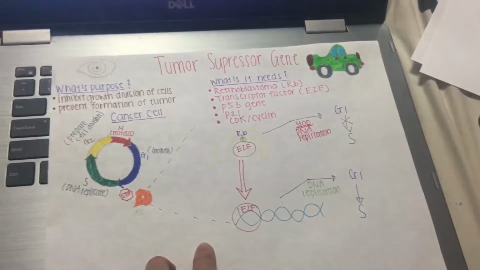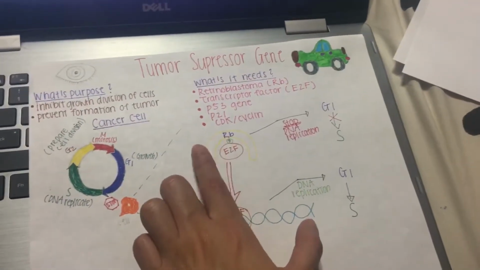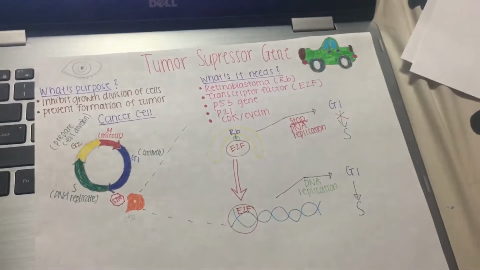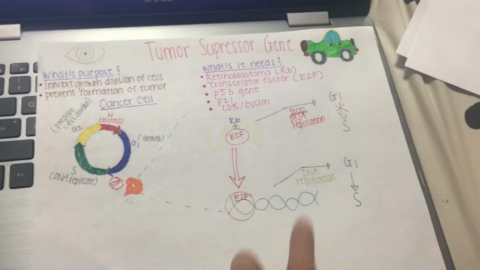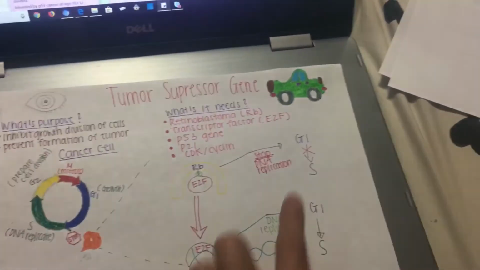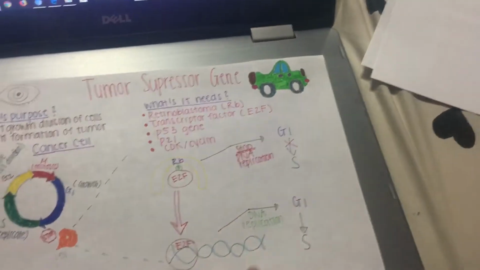In the cell, E2F binds to RB. RB inactivates E2F and stops the cell's DNA from replicating, which means we will stop at G1 and not move to S phase.